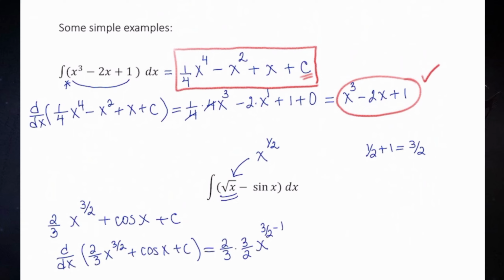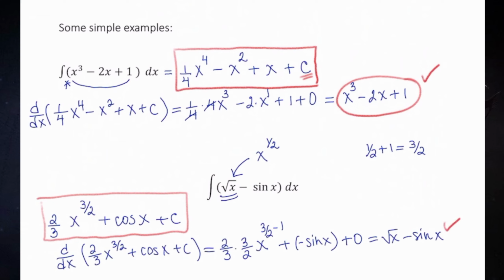The derivative of cosine is negative sine. The derivative of c is 0. And what do we get? So this is x to 1/2, or square root of x, minus sine of x, and that is exactly what we started with. Okay, so the answer is here. This checks out. All right.